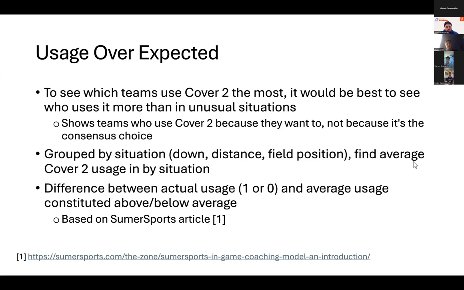So to look at which teams are using cover two the most, we wanted to try to explore who is using it in situations that not everybody else was doing it in. So what we did was group by down, distance, and field position, and we looked at the averages in those situations and then compared it to if teams were actually using cover two when they were supposed to. And we kind of found this model from a Sumer Sports article about coaching decisions and game models.